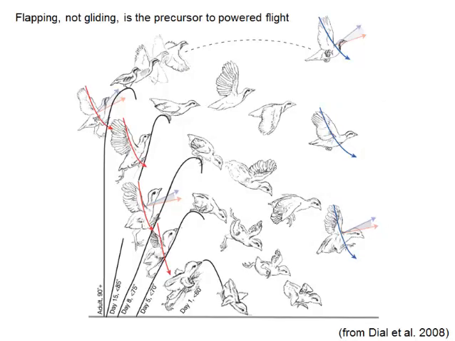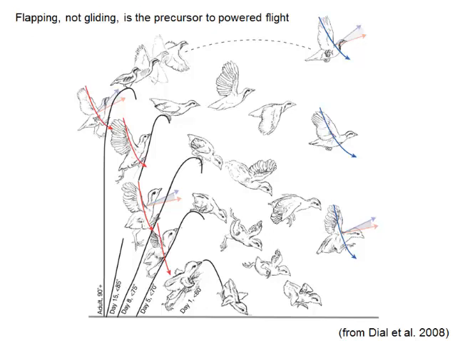How does Ken respond to this? He responds to it by saying, "Phooey. There's no way. Flapping, not gliding, is a precursor to powered flight." He says, "Show me one glider in the world, anywhere, that moves its appendages at all when it's in the air. Show me one. They never flap." He says, "Gliding is not an intermediate step toward flying, period."